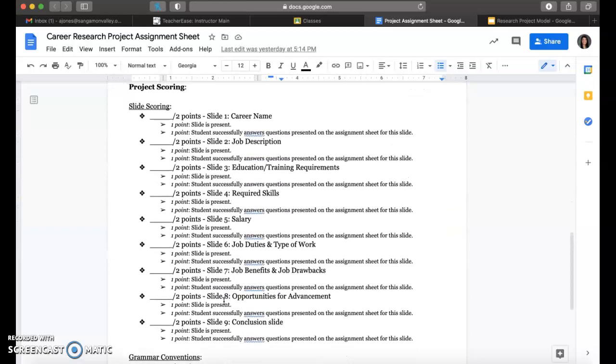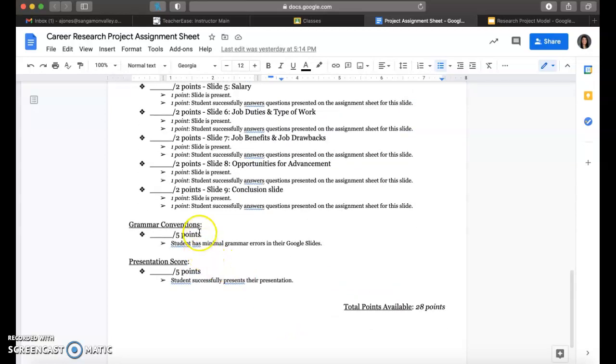Let's go ahead and look at scoring. So basically all your slides are going to be worth 2 points each, and I'm going to be grading if the slide is present and if you successfully answer the questions presented on the assignment sheet. I'm also grading you on grammar and presentation score.